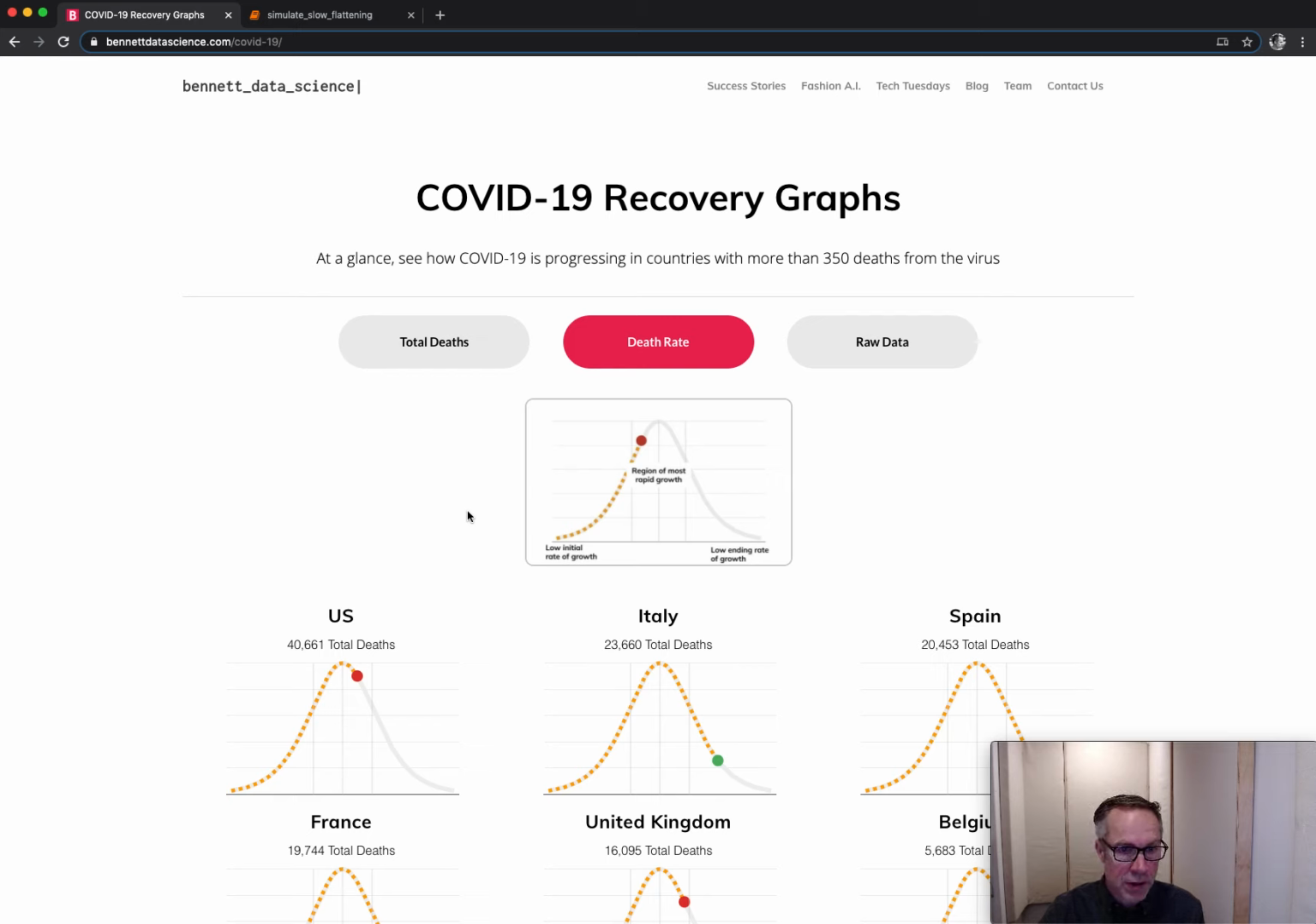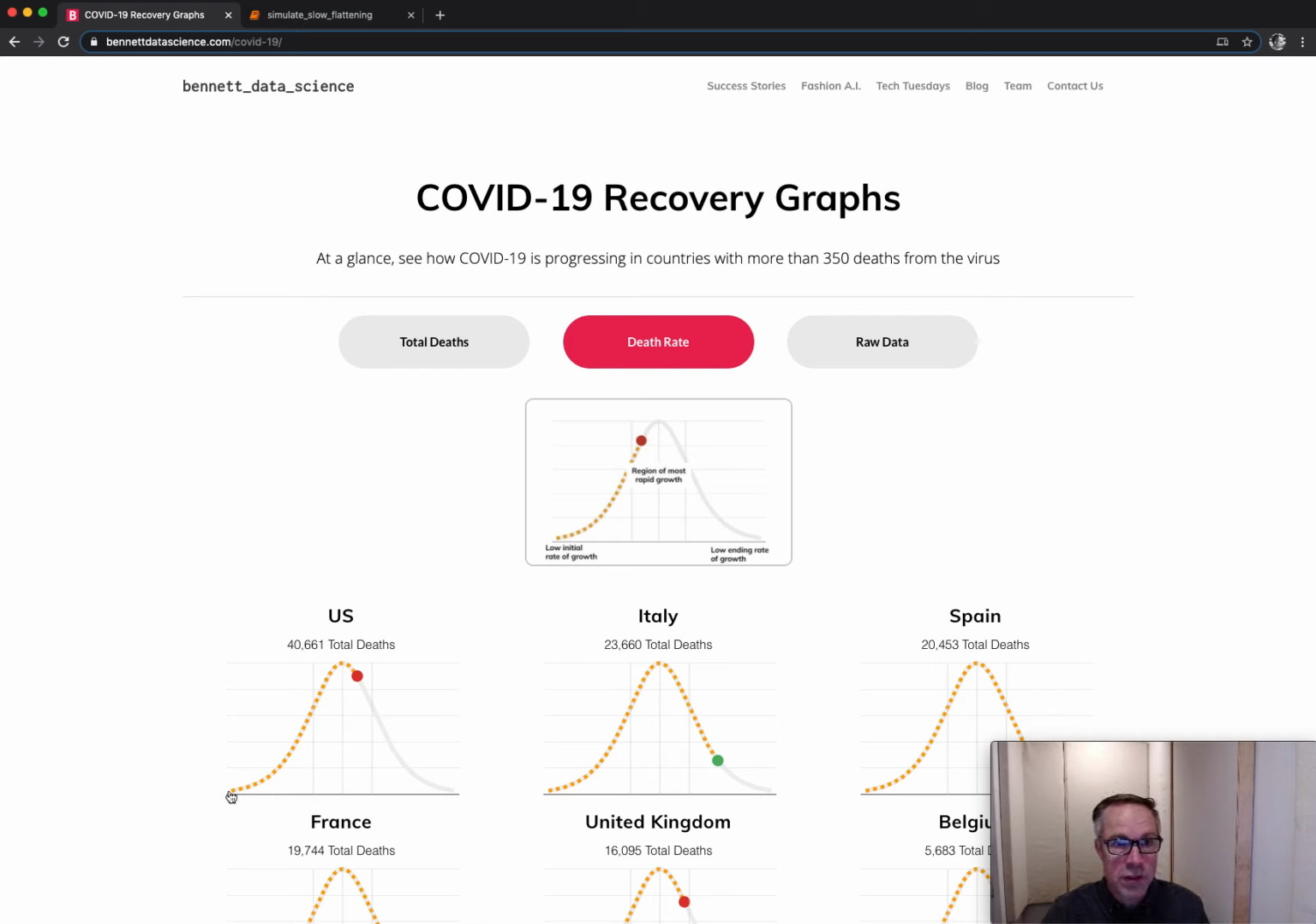So this rate, when it's at the very peak, means that today, compared to yesterday, there were a lot more deaths. If we have a day-over-day death rate equal to zero, that means no one new died from COVID-19 today. This is the goal. In the beginning, the death rate is very, very small.